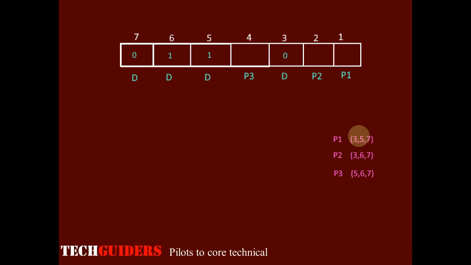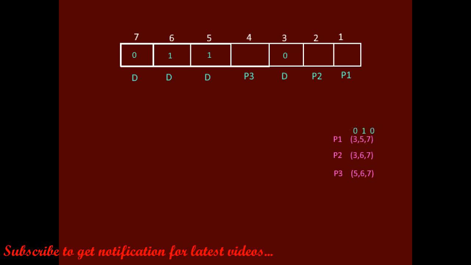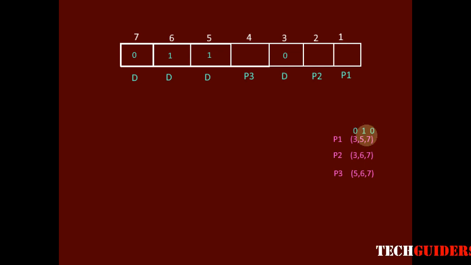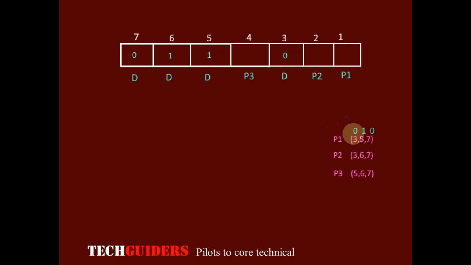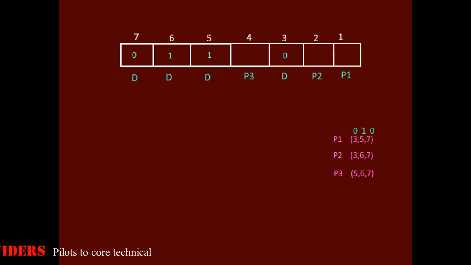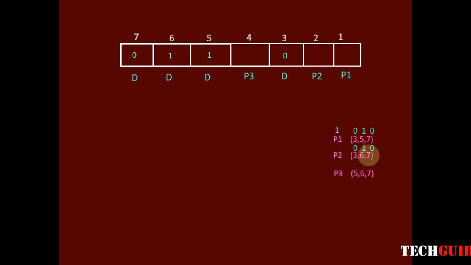Suppose we use even parity method to make the number of ones even. So the bit position 3 is 0, the bit position 5 is 1 and bit 7 is 0. What should be the value of P1 to make the number of ones even? It should be 1. Similarly, bit 3 is 0, bit 6 is 1 and bit 7 is 0.